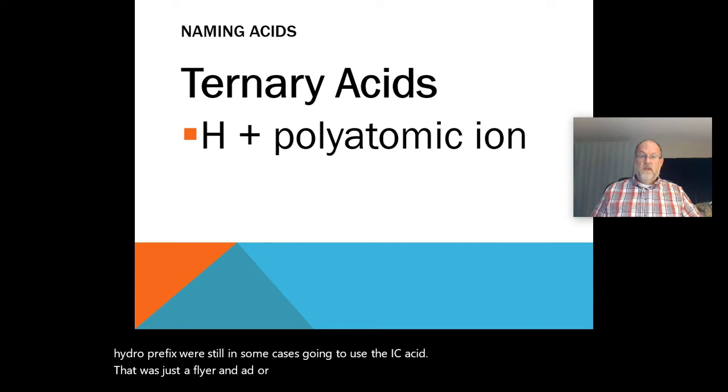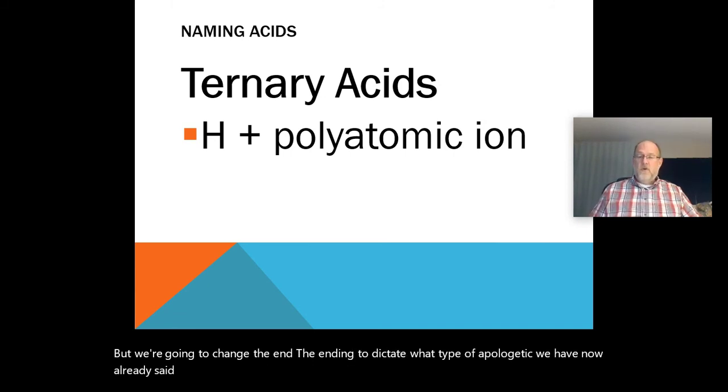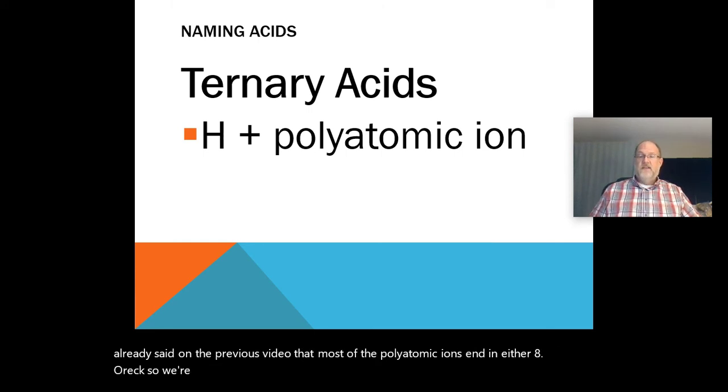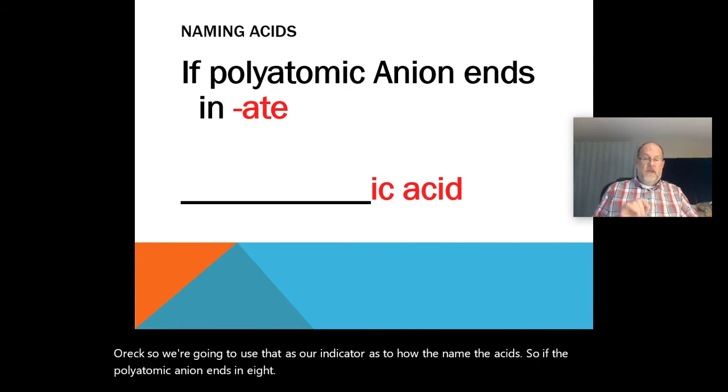Sorry about that. But we're going to change the ending to dictate what type of polyatomic we have. Now, I already said on the previous video that most of the polyatomic ions end in either ate or ite. So we're going to use that as our indicator as to how to name the acids. If the polyatomic anion ends in ate, then we're going to do ic acid.